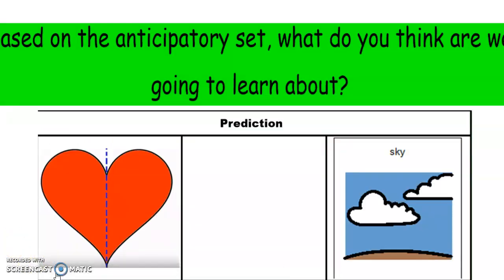So based off of what you heard and saw, what do you think you're going to be learning about? Do you think you're going to be learning about symmetry with shapes by chance, such as a heart, which is an example of a shape that has symmetry? Or do you think we're going to learn about the sky?